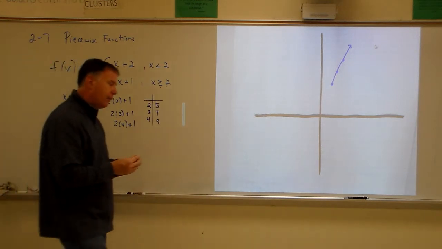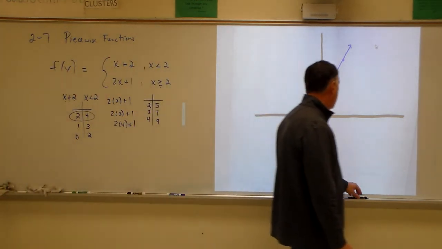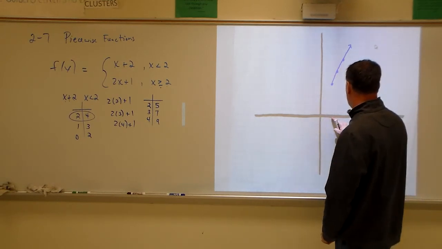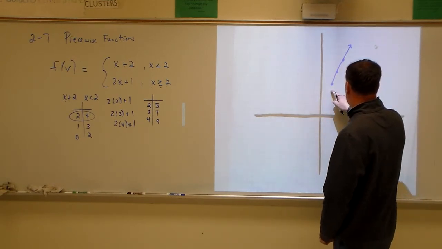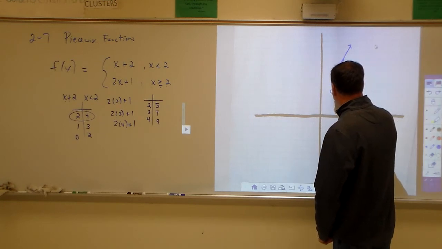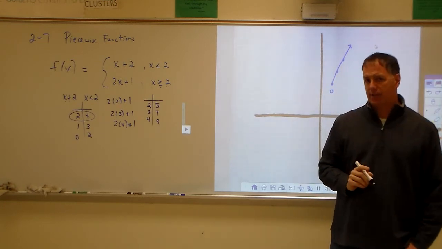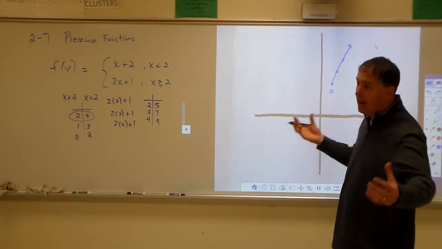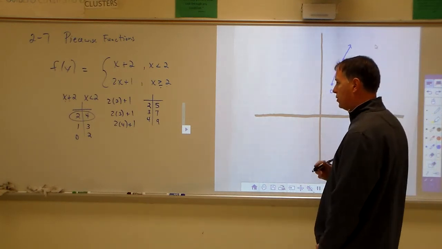So I go to my graph, and I have to graph 2, 4. Over 2, up 4, 1, 2, 3, 4. Again, that's an open circle. It's not a solution. If it was a solution, it wouldn't be a function. So I put an open circle there.